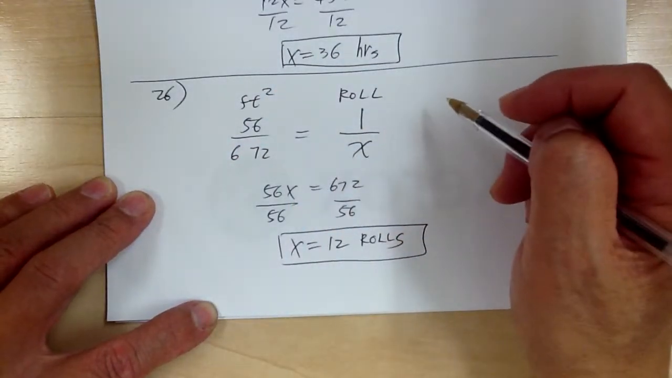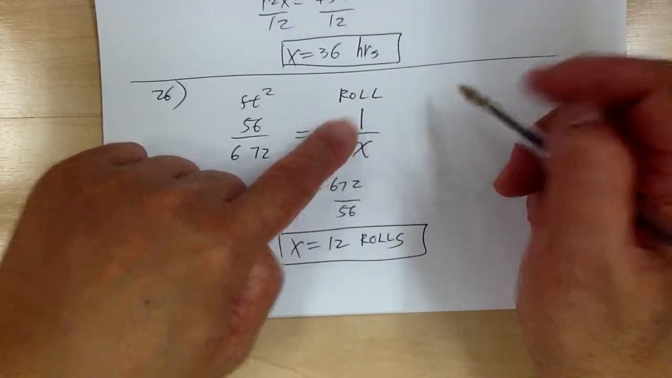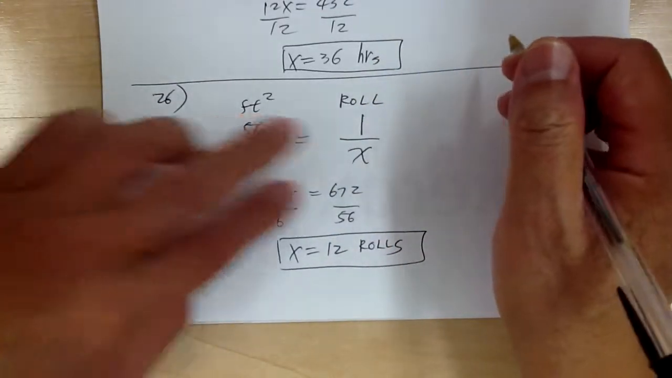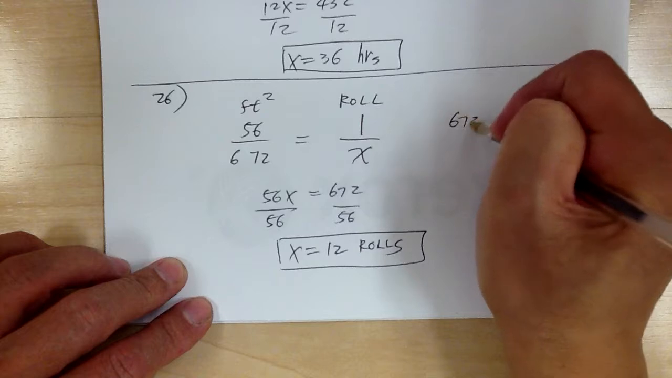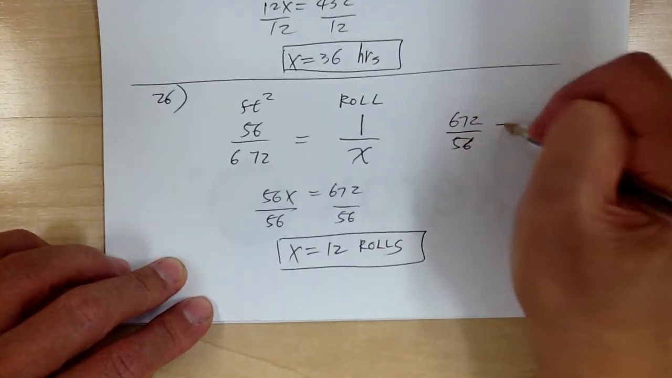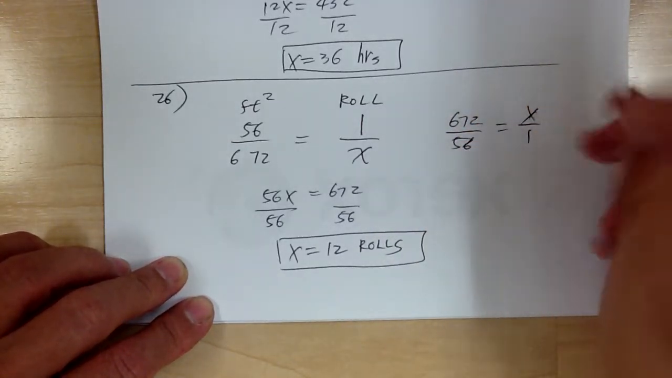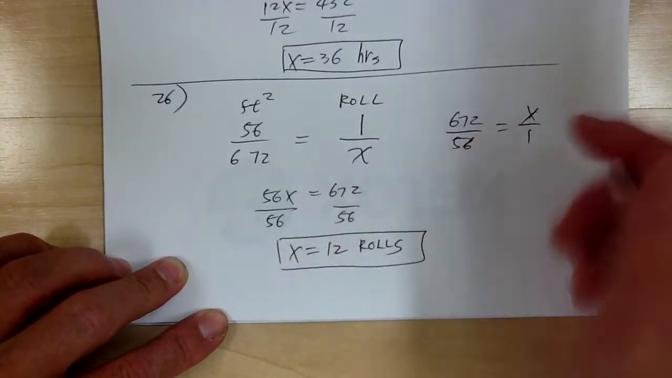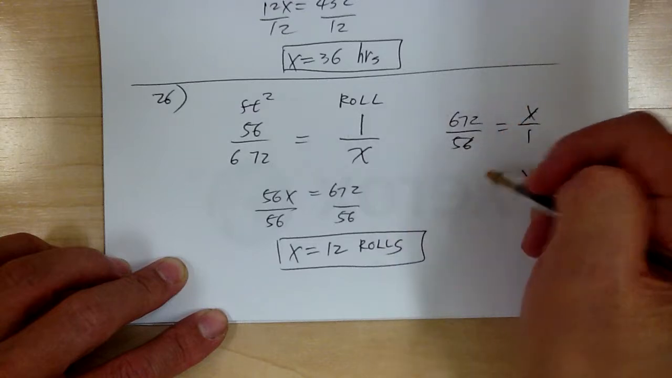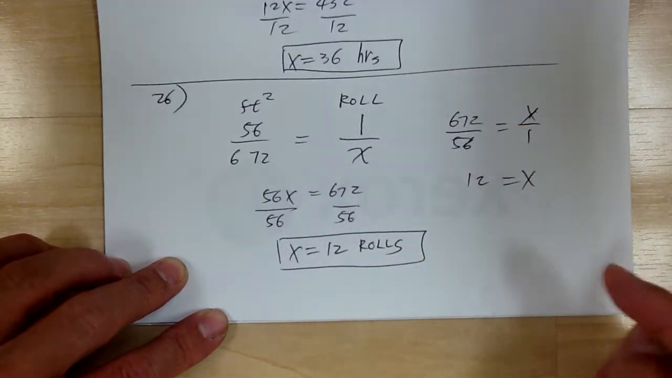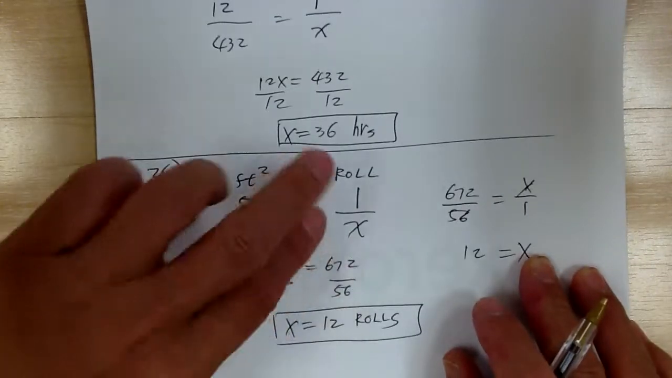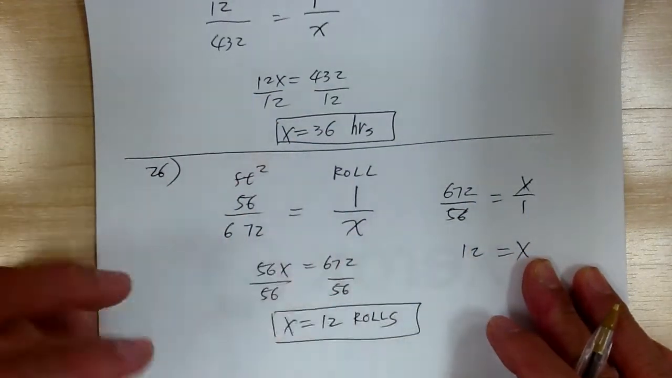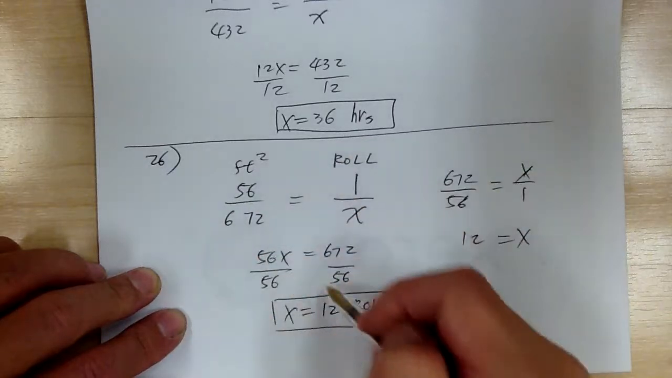Cross multiplying is one of the methods. Another method is, since there's only one, you can flip this upside down. So you get 672 over 56 equal to x over 1. Then all you have to do is divide, same thing. When you divide, you get x equal to 12. So either way, you get the same answer. Again, if you have 1 over x, you can just flip upside down on both sides so you can just divide away. Or you can just cross multiply and divide.